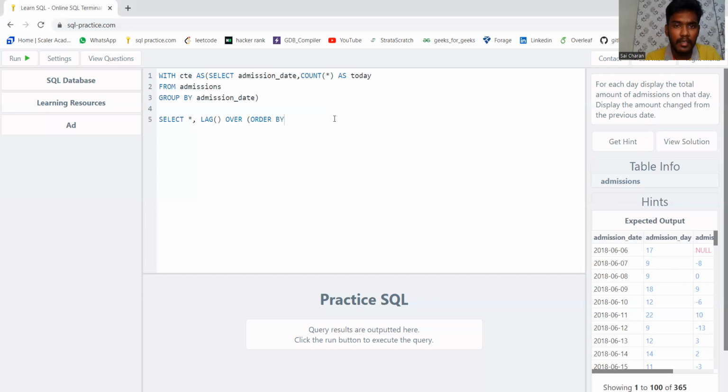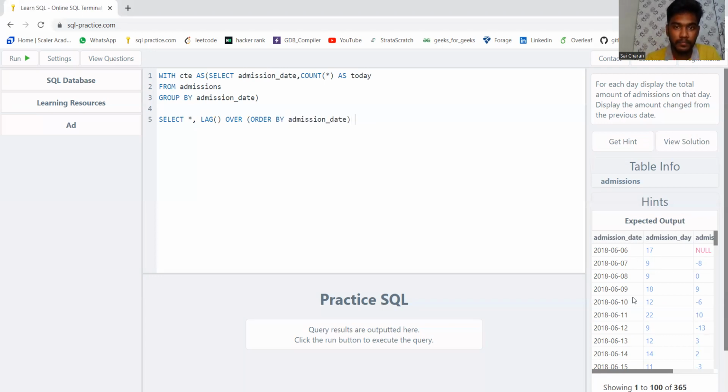Order by. After ordering only can we say which is the previous day and which is the next day. See here, they are ordered 6, 7, 8, 9, 10, 11, 12. Unless we order, we cannot say. Let's say the dates were random, first the fifth date, next the second date. Can we say the fifth is the previous day? No, we cannot. So first I am ordering based on admission date.